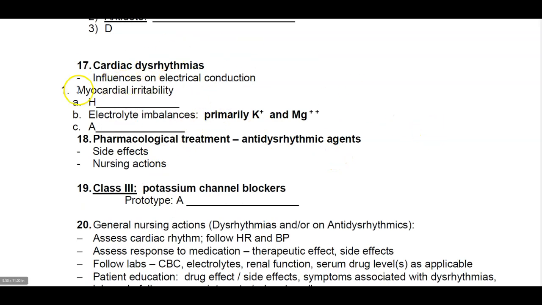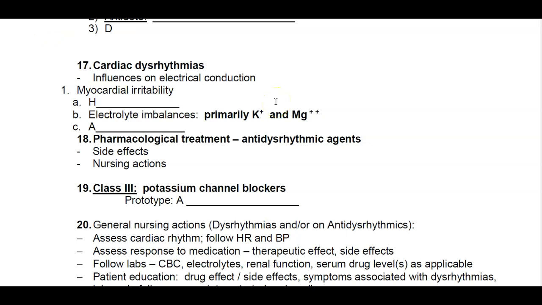Next, let's talk about cardiac dysrhythmias. Obviously you guys have to read your outline, but here I just want to emphasize the following information. There are many things that influence the electrical conduction of our hearts, so there are many factors that can affect that. Mainly, there's also what you call myocardial irritability, or the irritability of the heart. So what irritates your heart cells?